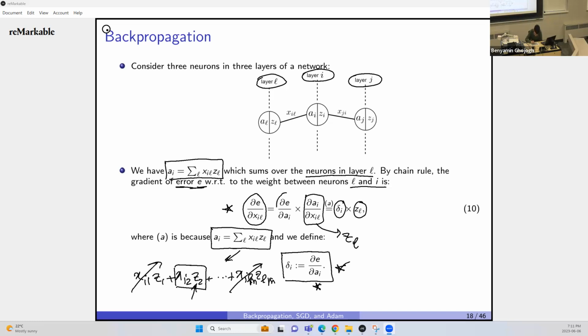We can write it as derivative of error with respect to a_i times derivative of a_i with respect to x_il, right? We can write that. What is the derivative of a_i with respect to x_il? Let's find that. So we know that a_i here is summation of x_il z_l over l, right? We know that a_i is the summation of outputs of these neurons times the weights here. Okay, and now what I want, derivative of a_i with respect to x_il, it becomes z_l.